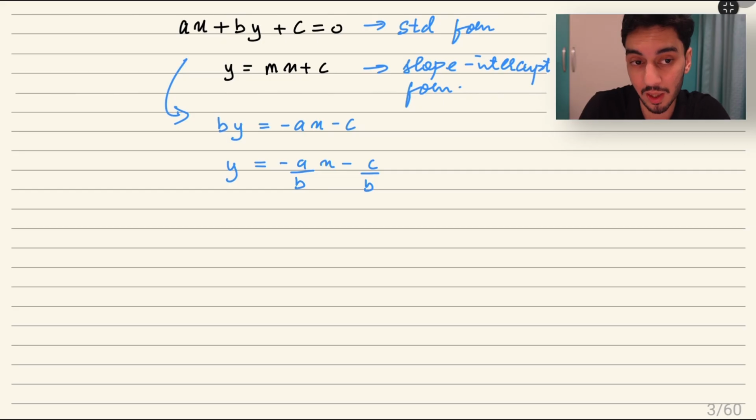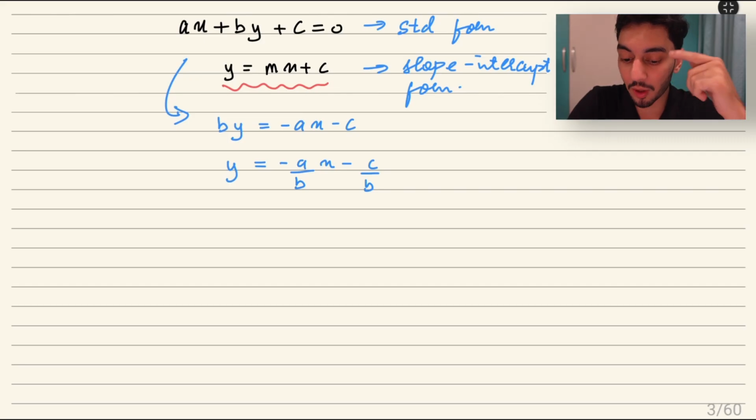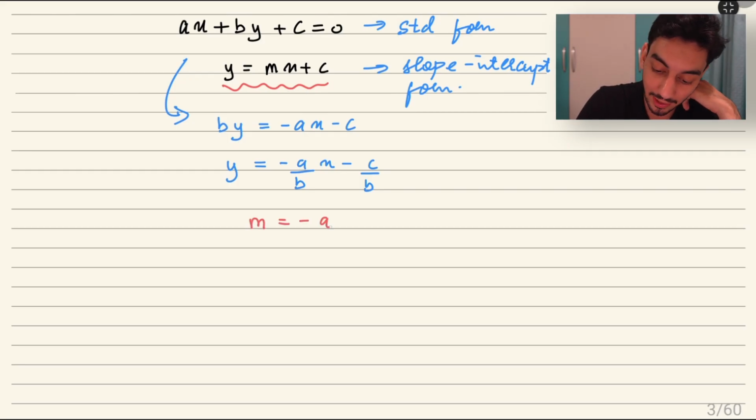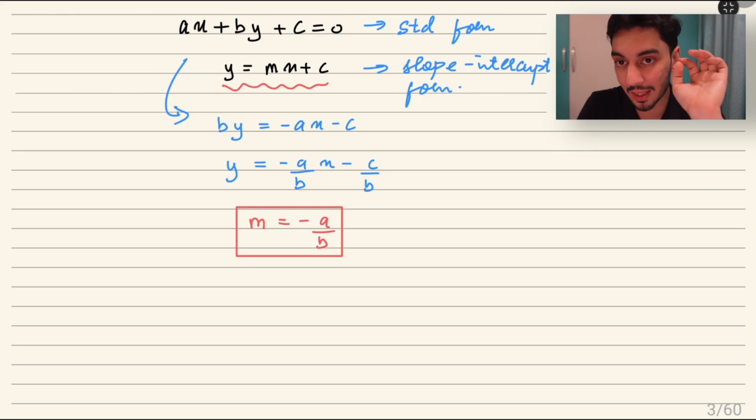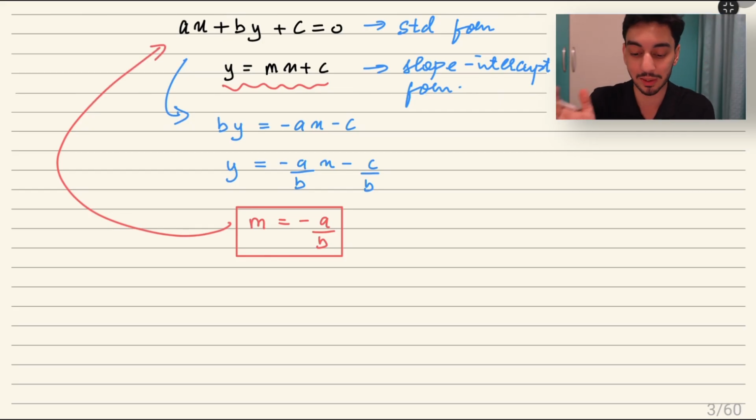That is a very interesting thing. Now if I look at this, y is equal to mx plus c, look very carefully. I talked about m being the slope. So if I compare these two equations, y is equal to mx plus c and y is equal to negative a over b x minus c over b, I can surely say that the slope of any line is negative a over b. That is a super important thing to note: if the equation ax plus by plus c is equal to 0 is given to me, the slope would be negative a over b.